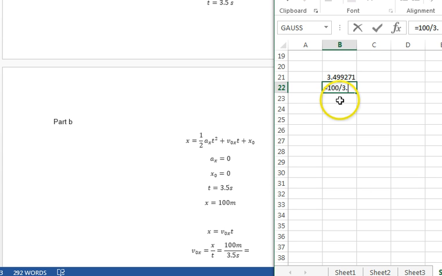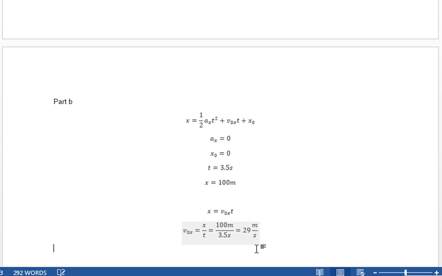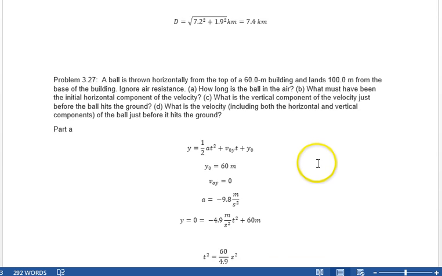equals 29 meters per second. That's our initial velocity in x, 29 meters per second. All right, that's the answer to part B.